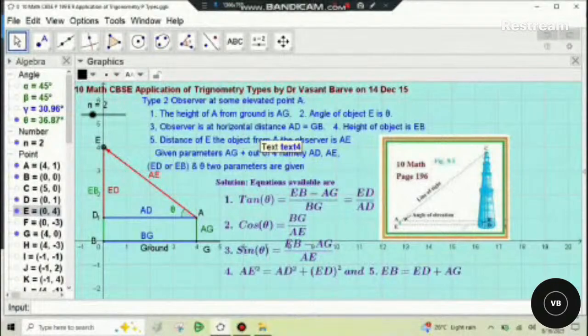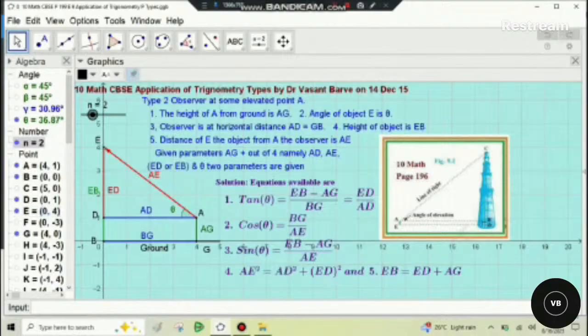Height of the object is GB. Distance of E, the object, from A, the observer. Given the parameters, namely AD and AE, you can find out ED and EB. Okay, so tan theta is equal to ED divided by AD, cos theta is AD by AE, sin theta is also known to us. AE square is equal to AD square plus ED square, and EB is equal to ED plus AG. Knowing two things, the other two things can be worked out.